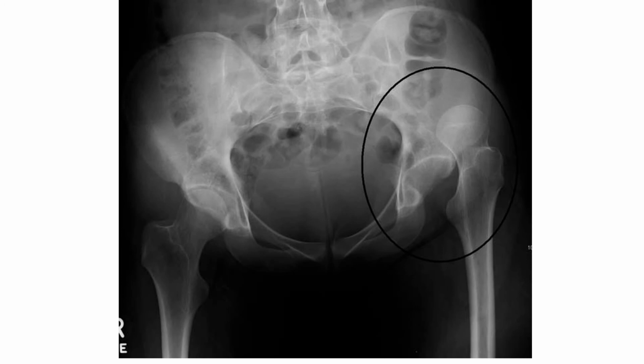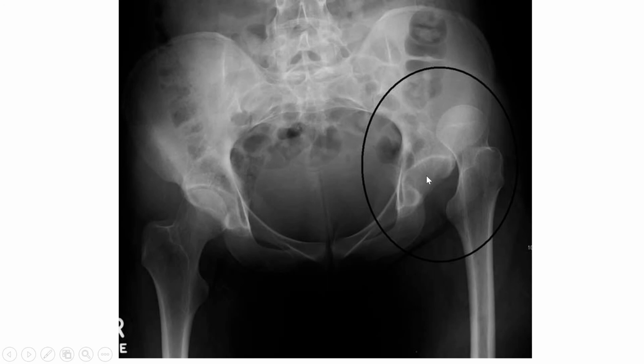Congenital means by birth, so it is more common in females, and it is because the acetabulum is not properly formed. As a result, it is not deep enough to hold the head of the femur. It is shallow, so most of the time the head of the femur comes out of the acetabulum. Here you are looking at the head of the femur, and this is the acetabulum.